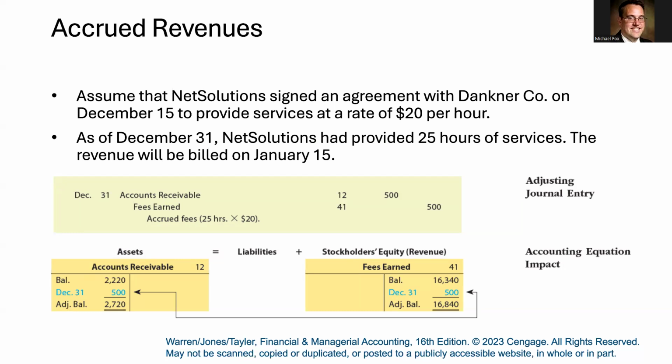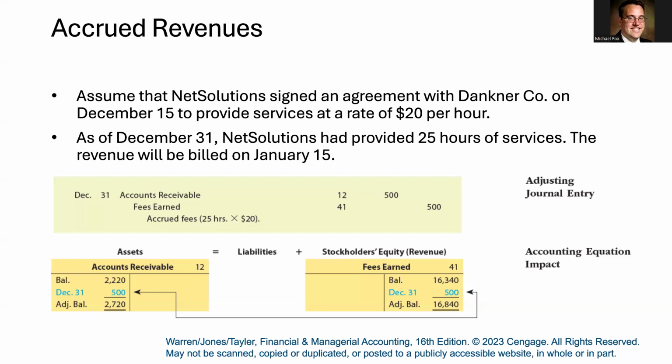All right. Assume that Net Solutions signed an agreement with Dankner Company on December 15th to provide services at a rate of $20 per hour. As of December 31st, Net Solutions had provided 25 hours of services. So part of the reason this chapter gets confusing to people is it will give it to you like this big word problem, right? And you have to be like, what does that mean?